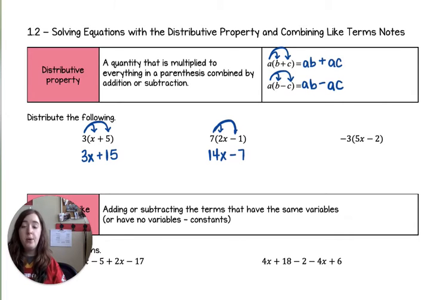So hopefully you went through and you took 2x minus 7 and got 14x. I'm sorry, 2x times 7 and got 14x. Brought down that minus sign, and then took 1 times 7 and got 7.